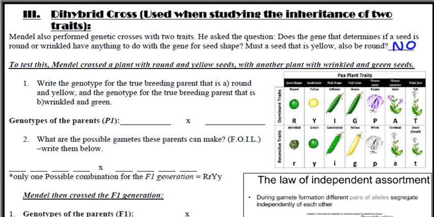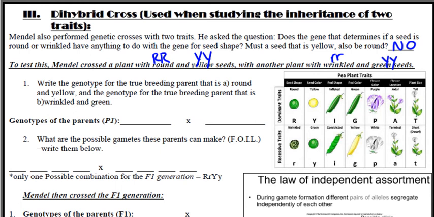So to test this idea, he crossed a plant that was round and yellow with another plant that was wrinkled and green. So he crossed a plant that was all homozygous dominant with a plant that was homozygous recessive for the two traits. Similar to what he did with his monohybrid cross, where he wanted to see what came out with that F1 generation. It should be heterozygous. But what happens when you do it with two traits?